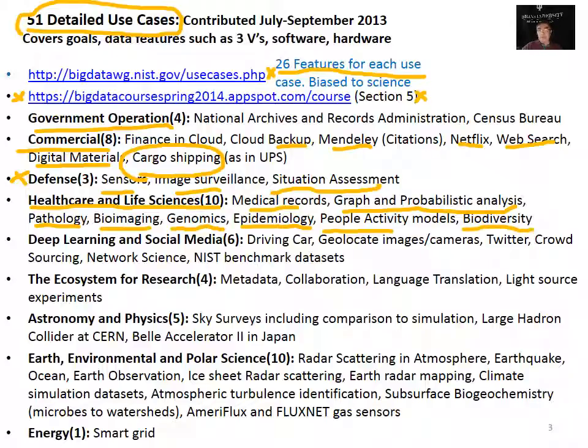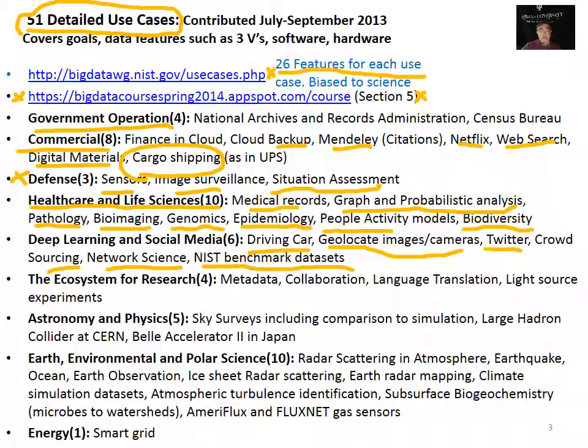We did both of these, and actually these 3, in the sample where we gave the 5 properties of deep learning. Well, deep learning is used to decide how to drive cars. We have the application of trying to geolocate images in cameras, Twitter analysis, crowdsourcing, the area of network science study, and the NIST benchmark datasets.